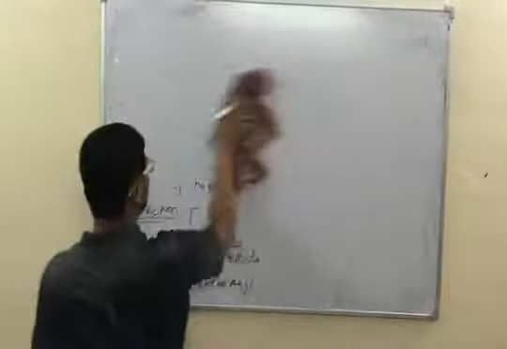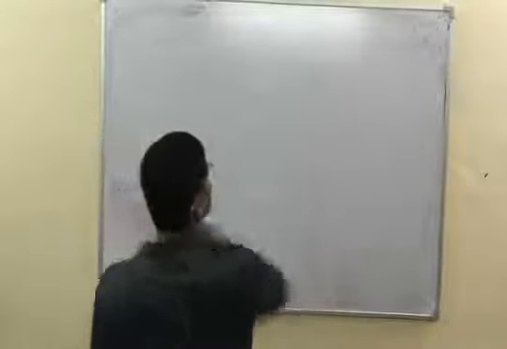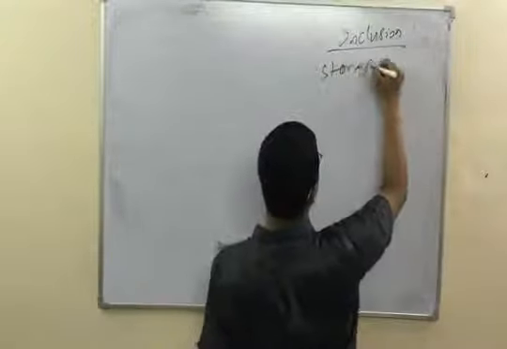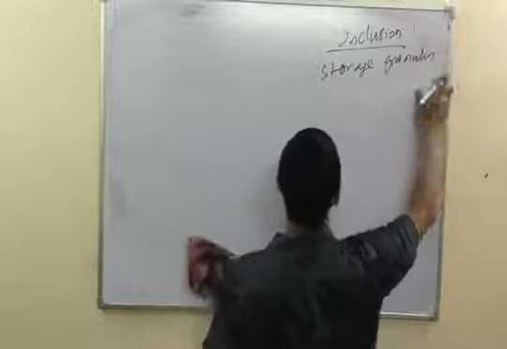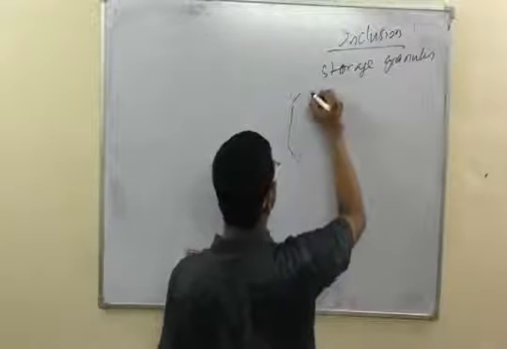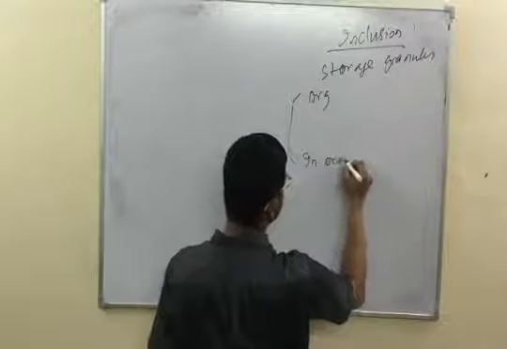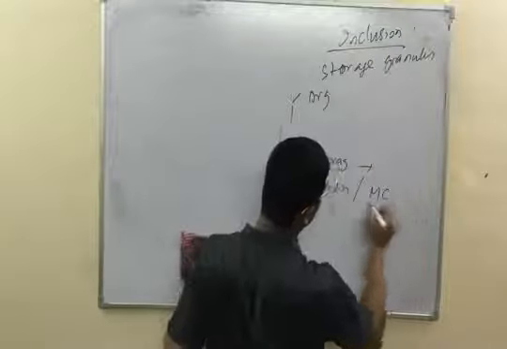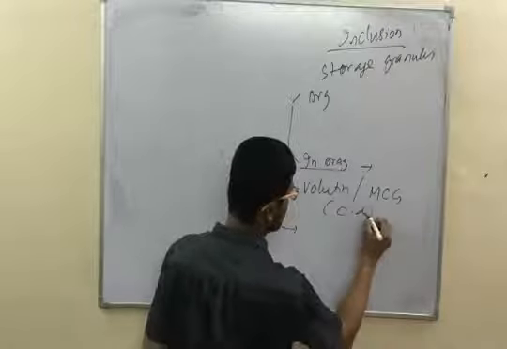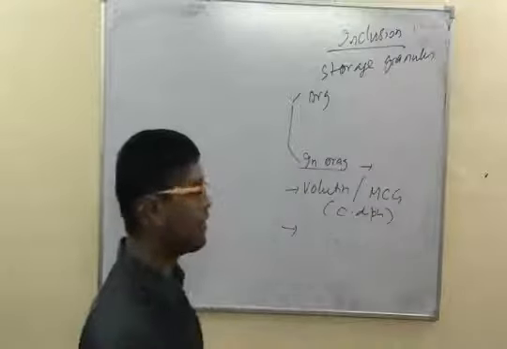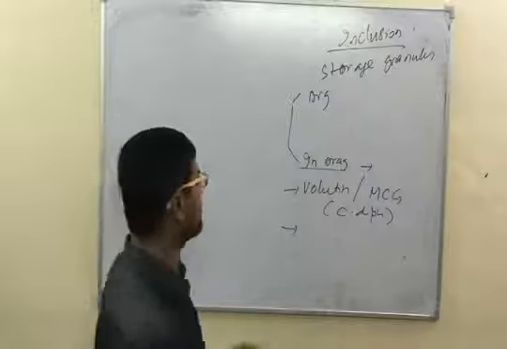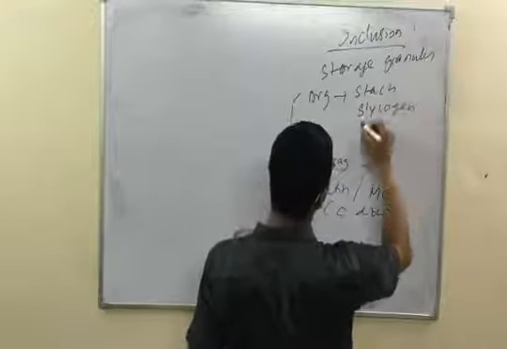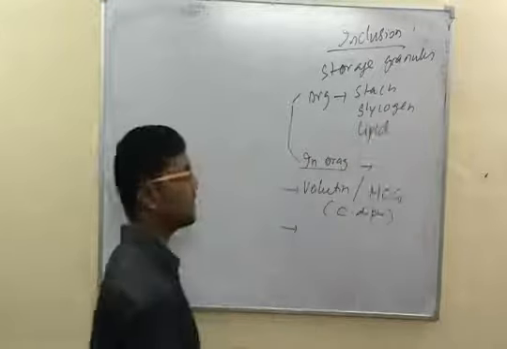Fine. Now there are various inclusions, or the storage granules produced by the organism. Inclusions are nothing but the storage granules produced by the bacteria, which can be classified as organic granules and inorganic granules. Inorganic granules, the example is volutin granule or metachromatic granules seen in Corynebacterium diphtheriae. Various organic granules like starch, glycogen, lipid granules, all these are examples of organic granules.